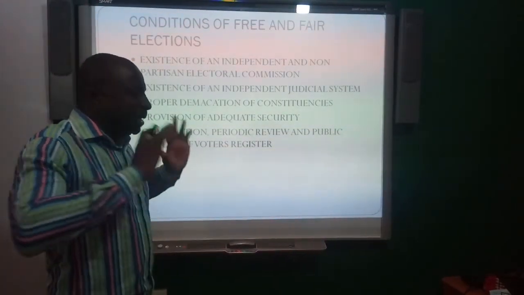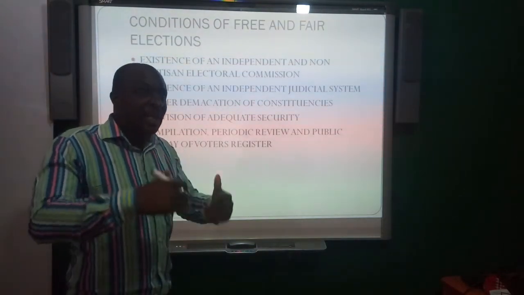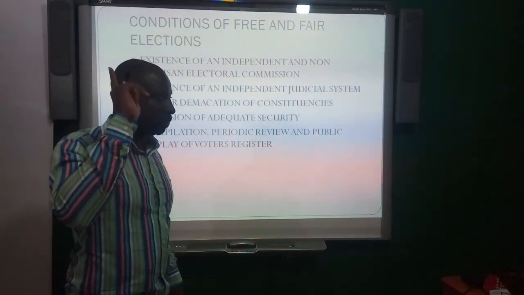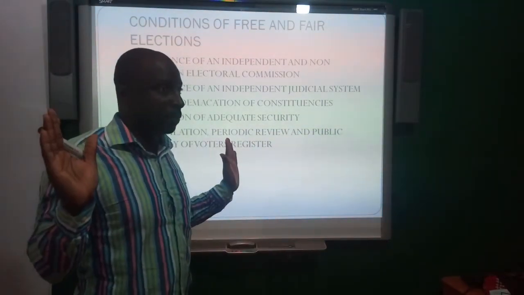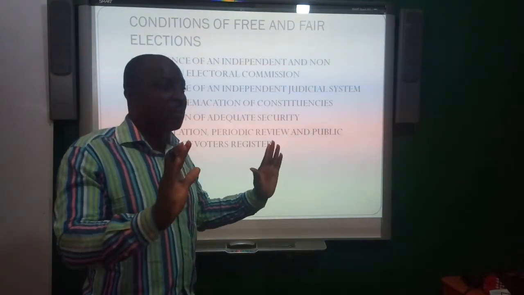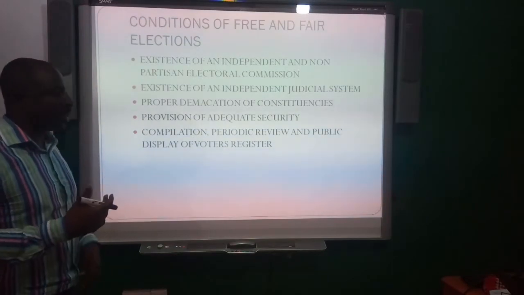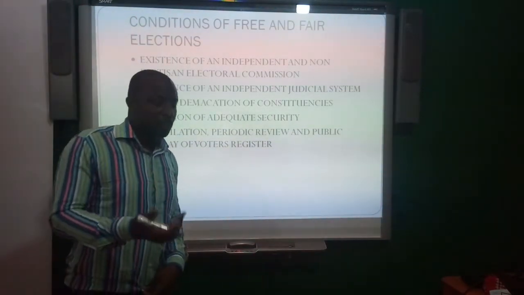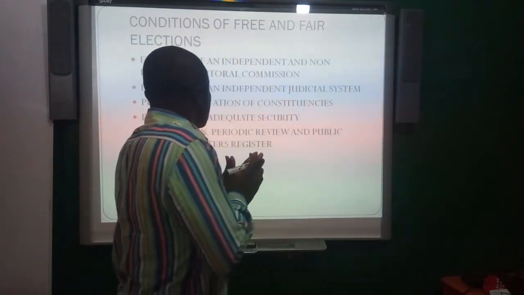That doesn't mean they don't vote. But once you are appointed by the chief executive of the state, that is the president, as the electoral commissioner, the moment you are appointed, you don't show where you belong so that you can be fair in your work. Another condition that we need in order to have perfect, free and fair election is independent judiciary.